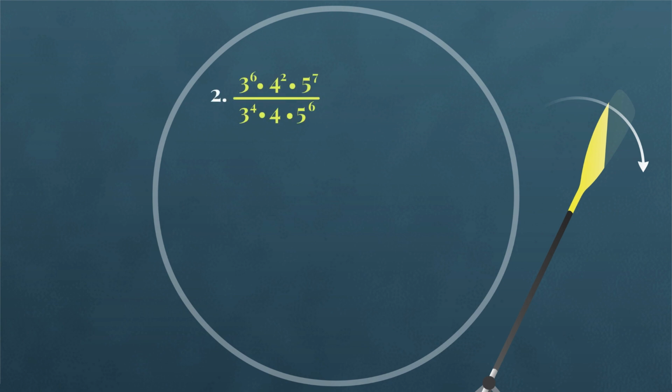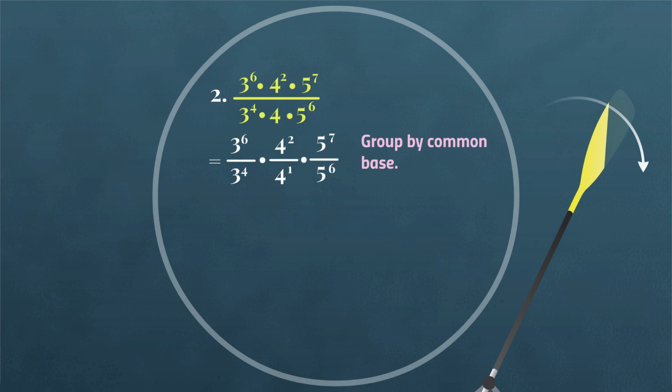We have the expression, the product of 3 raised to 6, 4 squared, and 5 raised to 7, over the product of 3 raised to 4, 4, and 5 raised to 6. This time, we have different bases, but we still have 3 pairs of powers with the same base. So, how can we simplify it? We will first group by common base. After grouping, we have the product of 3 raised to 6 over 3 raised to 4, 4 squared over 4 to the 1, and 5 raised to 7 over 5 raised to 6. Note that we put 1 as the exponent of the denominator 4. That is because if a number has no written exponent, it is understood that the exponent is 1.